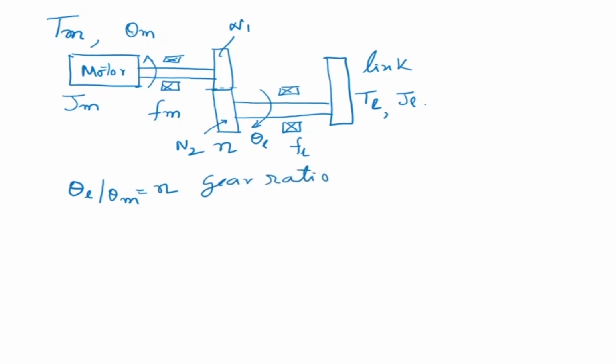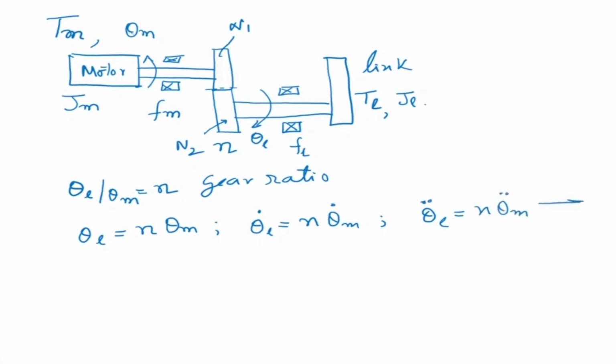Then theta L is equal to n times theta m. It's a reducing gearbox, so it is going to reduce the speed of the motor. If I take the derivative of this, then theta L dot is equal to n times theta m dot. And further, if I take the derivative again, then theta L double dot is equal to n times theta m double dot. Okay, and this is my equation number 1.